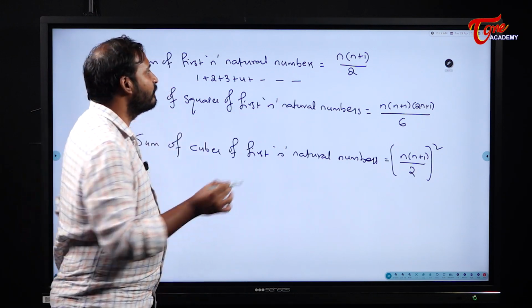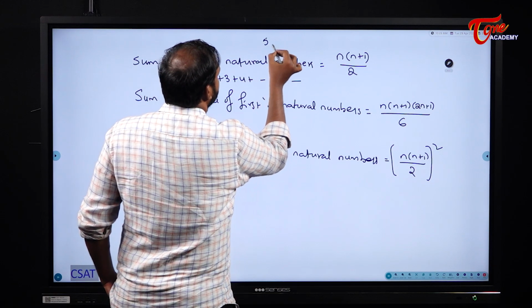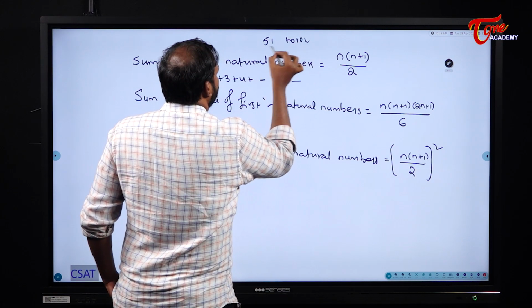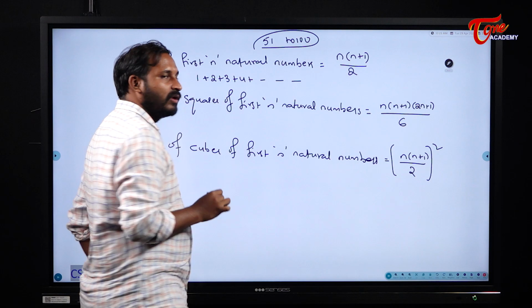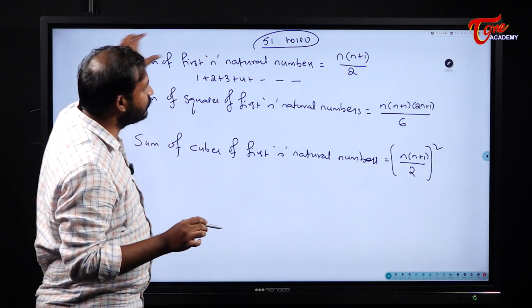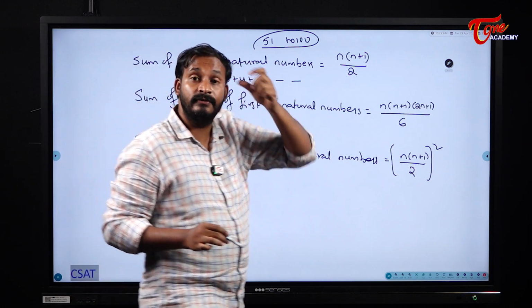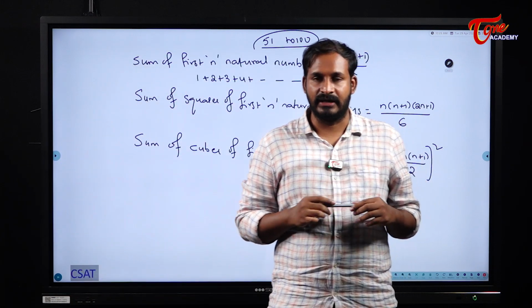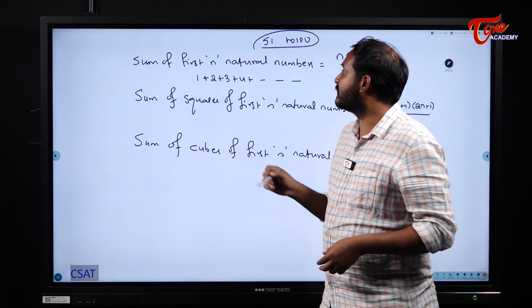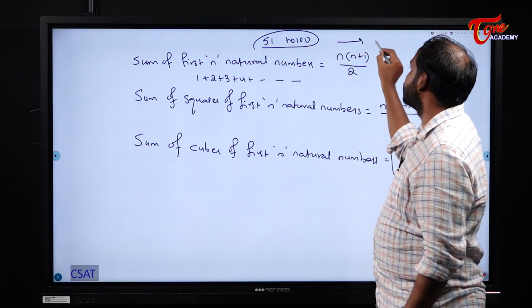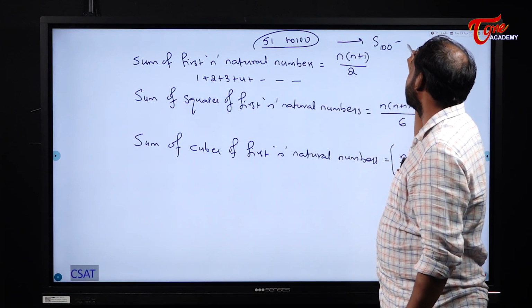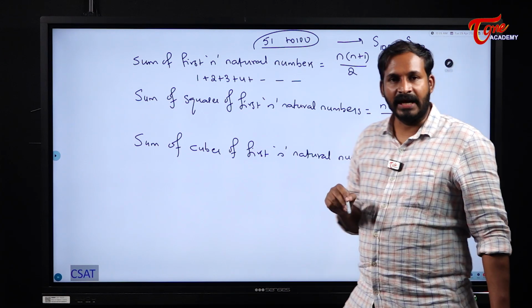For example, suddenly if I want to find the sum from 51 to 100, don't use this formula. Why? Because this formula is for from first to 100. But if it is from 51 to 100, what do I need to do? Two ways I can do here, students. What is the first method? I can find the sum to 100 terms minus the sum to 50 terms. I can do this one.